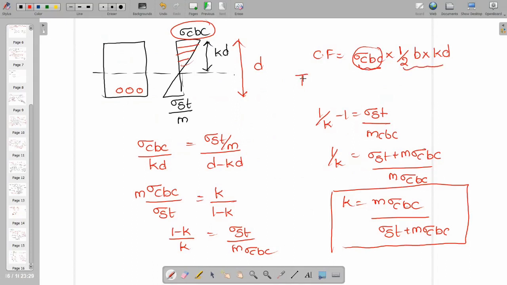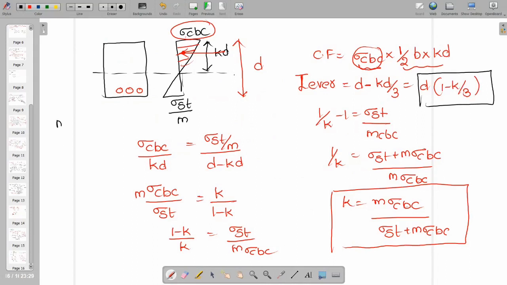Now when you talk about the lever arm, where will the lever arm act, sir? It acts at the centroid, at kd by 3. So d minus kd upon 3, which is equal to d common, d minus 1 by k by 3, which is d upon 1 minus k by 3. So the moment can be written as sigma cbc into half d into k into d square into 1 minus k by 3. That is compression force into lever arm. Are you following, students?